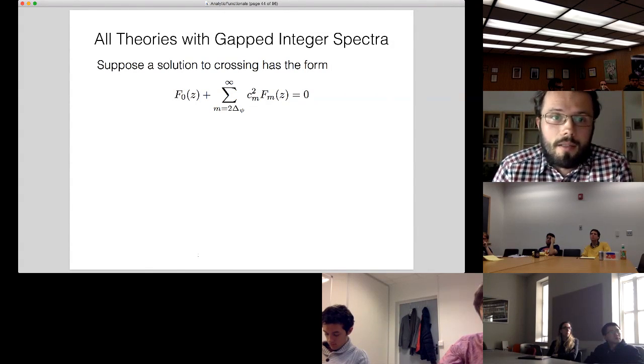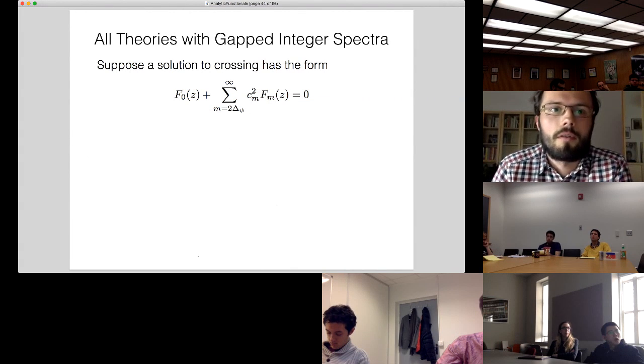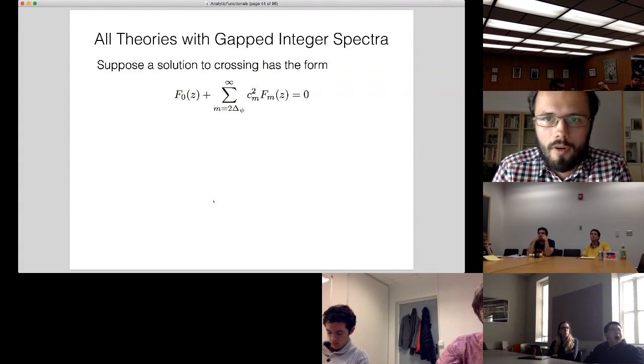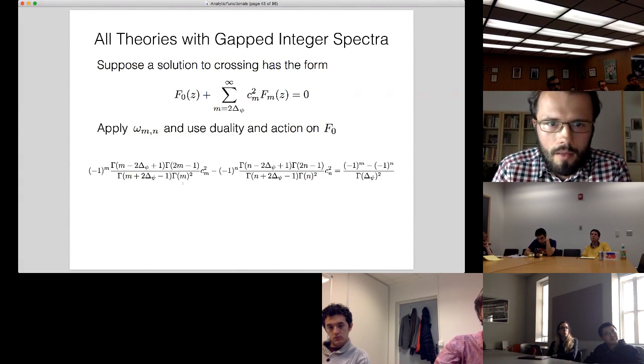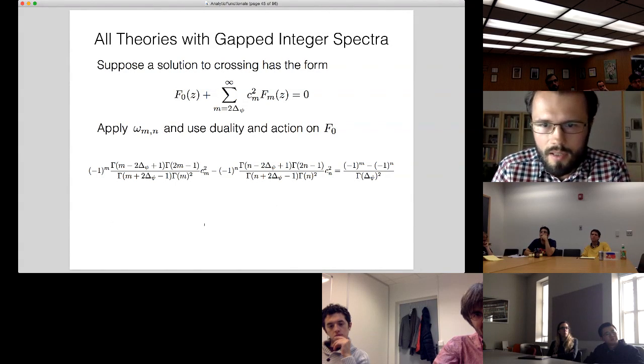They have a pretty straightforward application, which is to classify all solutions to crossing with integer spectra, where the spectrum starts at 2 delta psi. So assume that you have a solution to crossing in the following form. There is the identity, and then all the conformal blocks, with all the scaling dimensions sitting at integers, beginning at 2 delta psi. Then one can apply the omega m and n and use this orthogonality or duality that I mentioned before, as well as the action on F0, to get the following equation among the C's. It always only includes two C's.